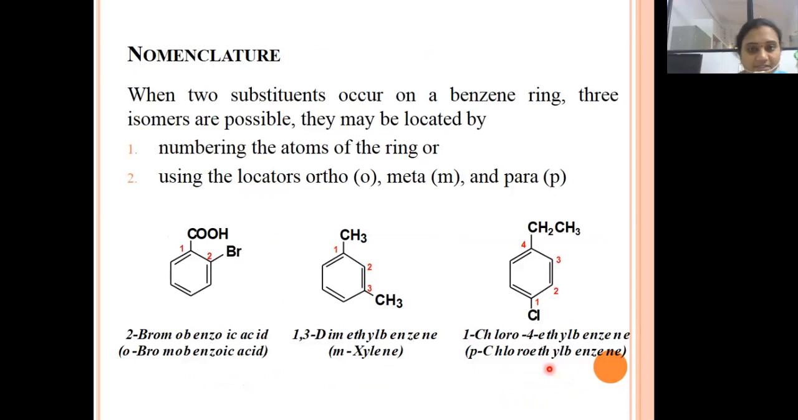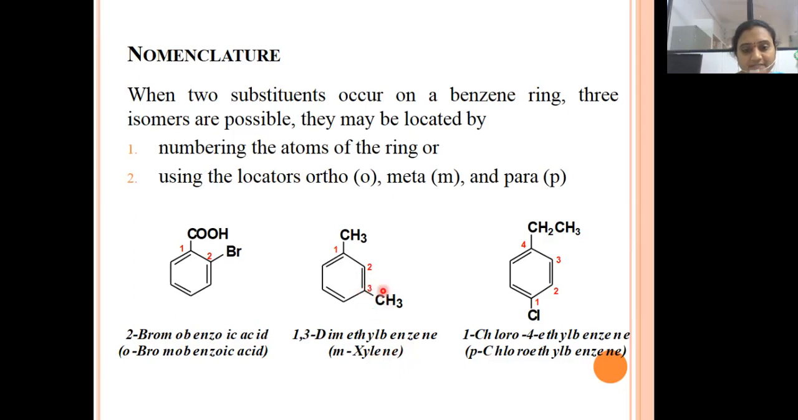When two substituents are there on the benzene ring, we number the atoms of the ring or use locators like ortho, meta and para, based on the position. Here it is called 2-bromobenzoic acid or ortho-bromobenzoic acid. This is the ortho position, meta position and para position. The detailed information about ortho, meta and para orientation will be discussed in further classes. This is the bromine substituent, 2-bromobenzoic acid.